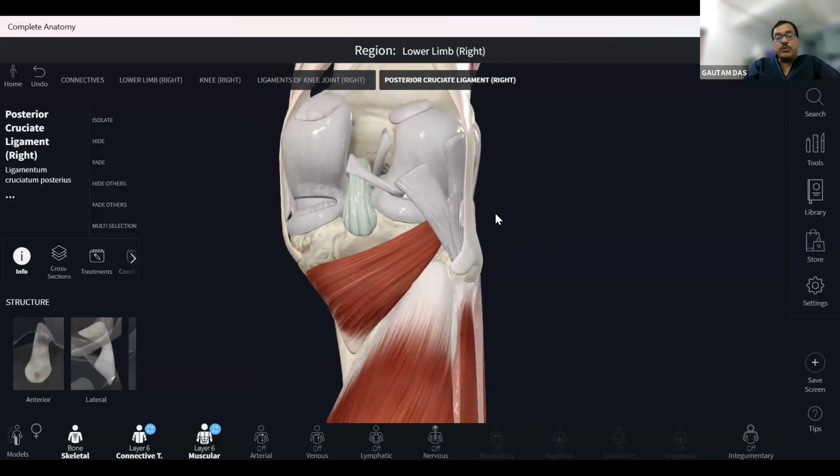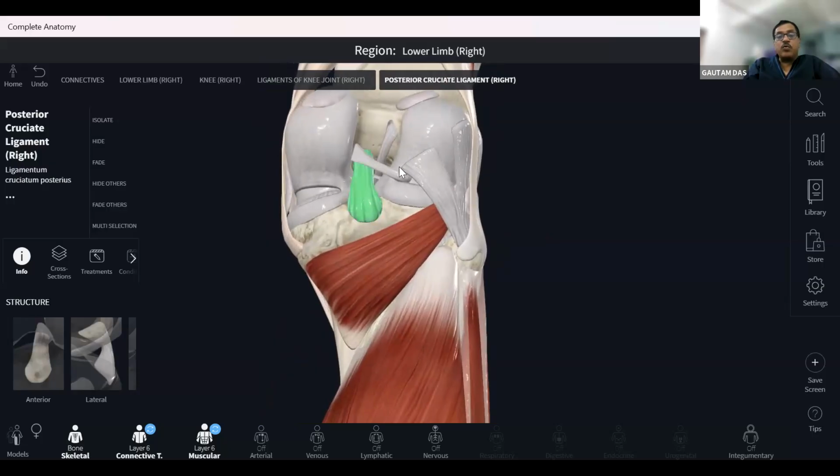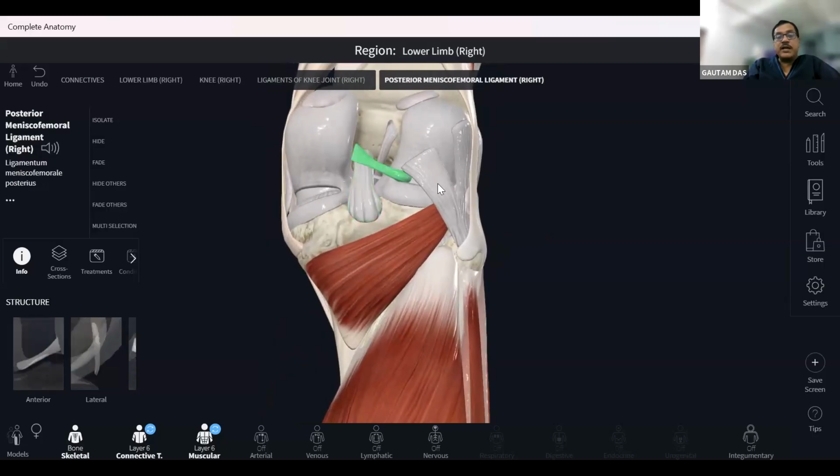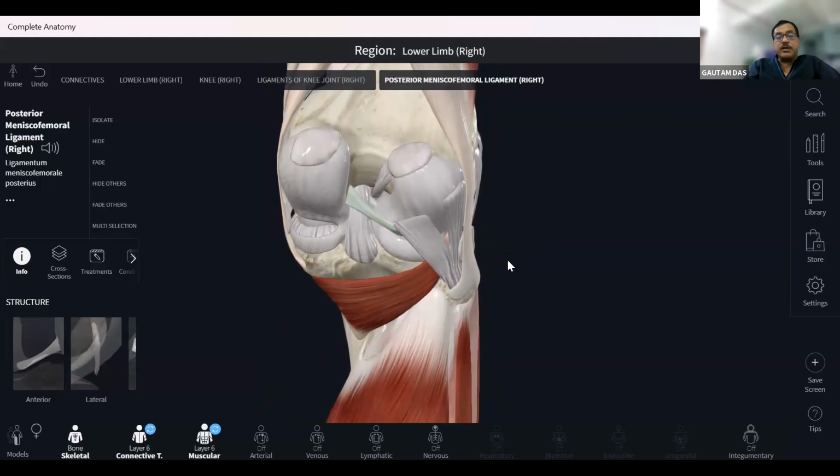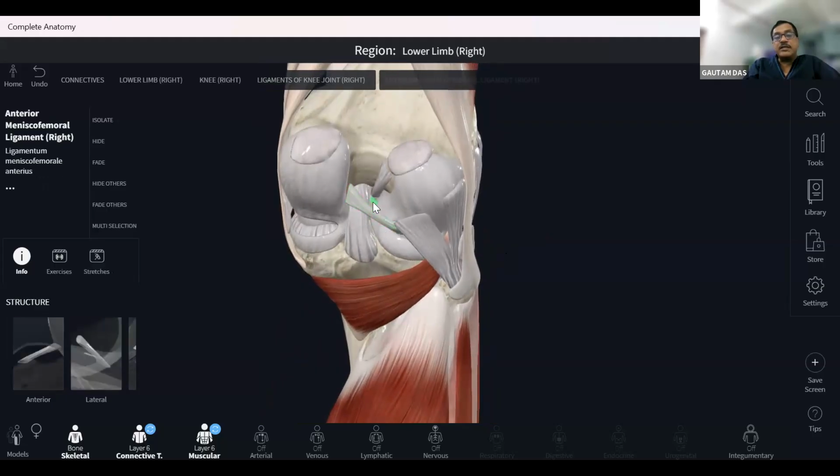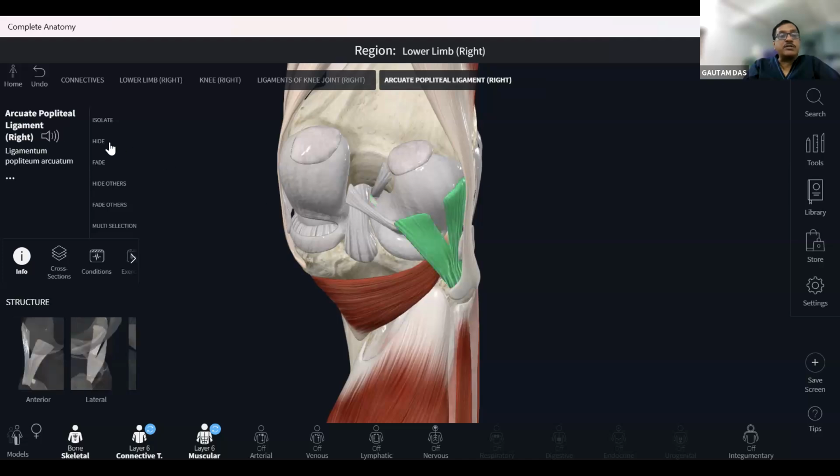So this meniscofemoral ligament again has two parts. One is your Humphrey part, another is the Wrisberg part. This is the Wrisberg part. And if I tilt it, there is another part, the Humphrey part. The anterior part, or Humphrey part, of the meniscofemoral ligament. See here, it is originating from the meniscus. Let me remove this part, the arcuate ligament. This was the arcuate ligament, the Y-shaped arcuate ligament.